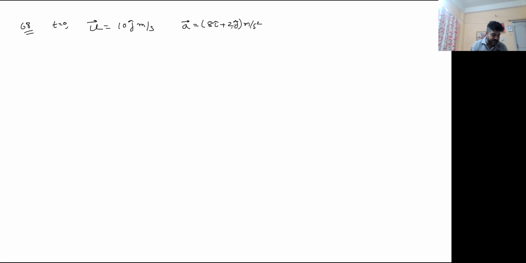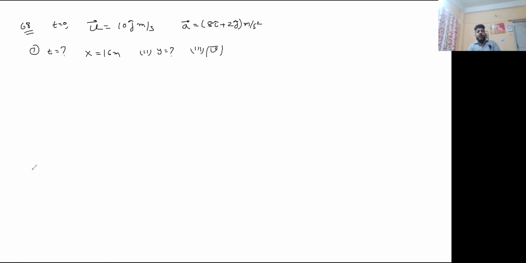Number one, at what time is the x coordinate of the particle 16 meter? That is the first question. Second question is, what is the y coordinate of the particle at that time? Third question is, what is the speed of the particle at that time?